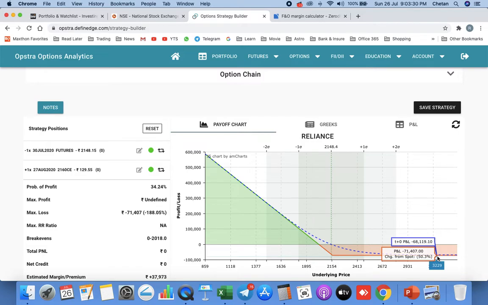You are not going to touch this. Now, when the market Reliance starts going down and you want to make up this loss, you can start selling nifty call options and recover the loss.